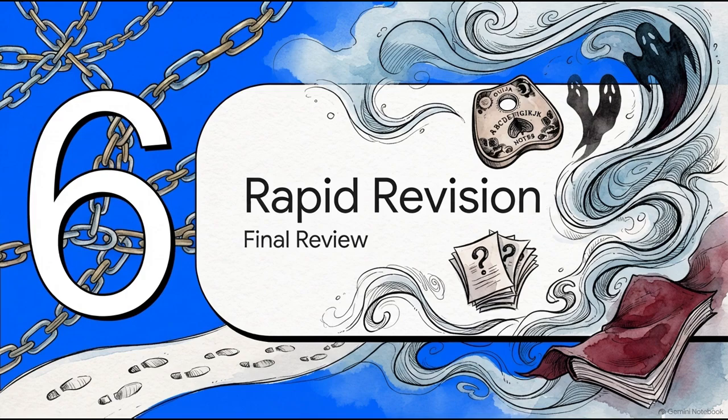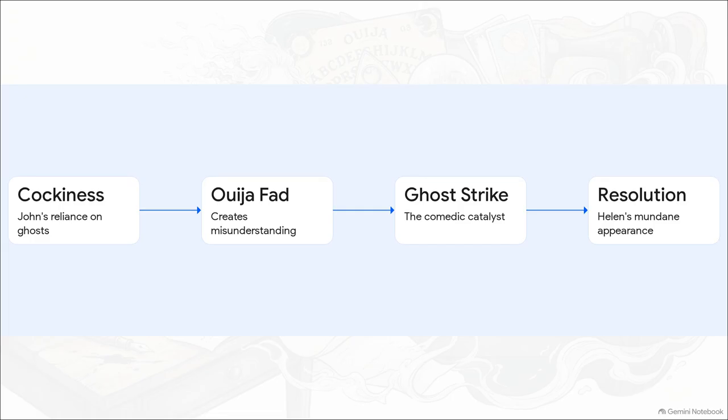It's time for Section 6, our final rapid revision, to really lock in everything we've covered. Here are the 4 foundational pillars you need to remember. 1, John's initial cockiness is what causes his reliance on ghosts for his writing in the first place. 2, Lavinia's total obsession with the Ouija fad creates the central misunderstanding of the whole story. 3, the ghostly strike organized by Helen acts as the true comedic catalyst driving the plot. And 4, Helen's completely mundane, unscary appearance is what ultimately resolves the marital tension, proving John's innocence once and for all.